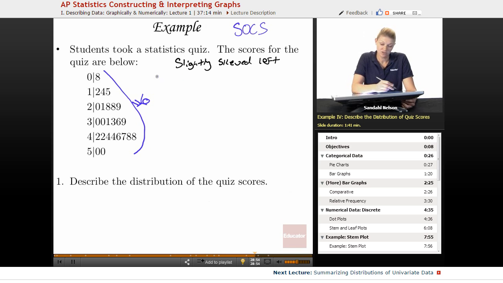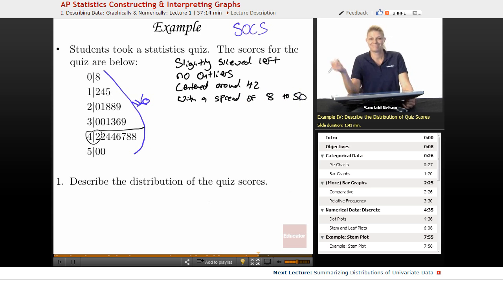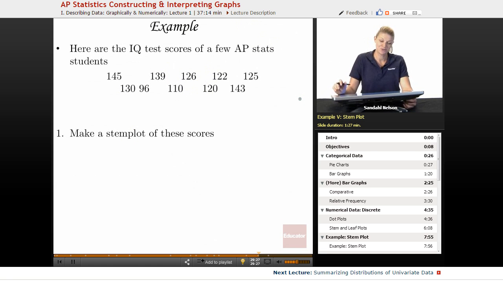It doesn't look like there's any outliers, so we'll say no outliers. And we can say it's centered. So it's probably centered, right here's the peak of the hill. We'll say it's centered around 42. And remember, in the next lesson, we'll talk more precisely how to calculate the center. So we'll say it's centered at 42 with a spread of 8, which is our lowest number, to 50. Perfect. Okay, let's do another example.